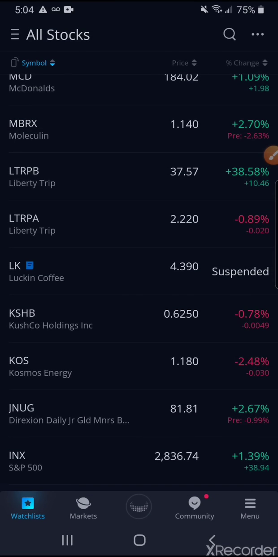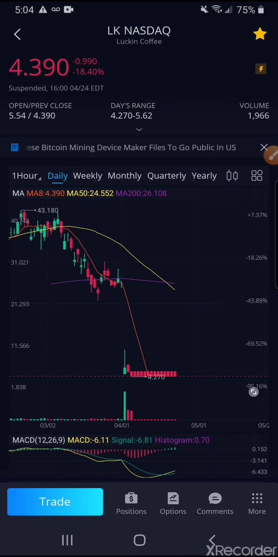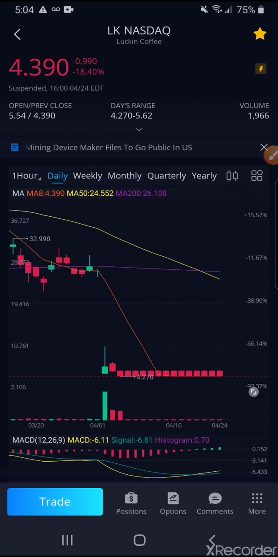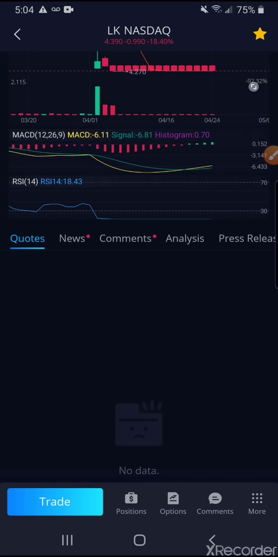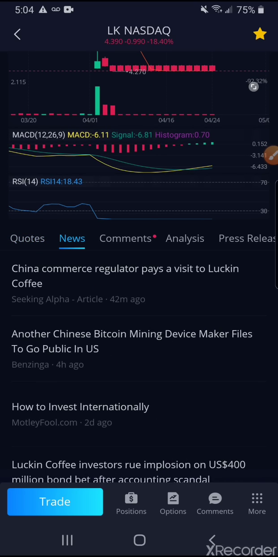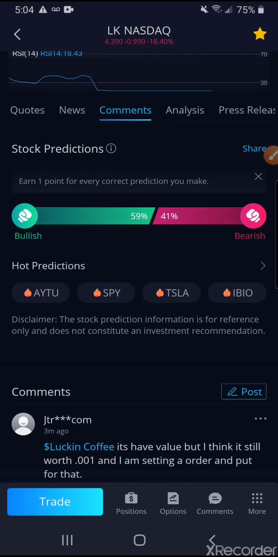So the market should be good tomorrow, and we'll go ahead and cut loose a handful. Luckin Coffee. This is just going to be a really bad trading day because the price isn't going anywhere. We can look at some news. China's commerce regulator pays a visit to Luckin Coffee, another Chinese Bitcoin mining device. Blah blah blah. It's relevant.